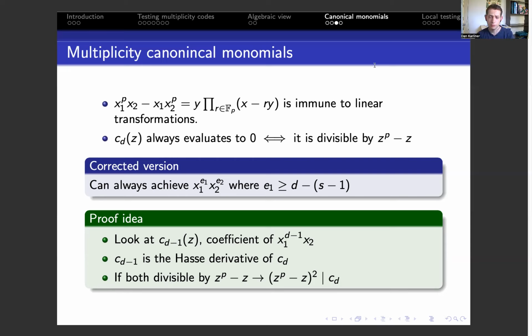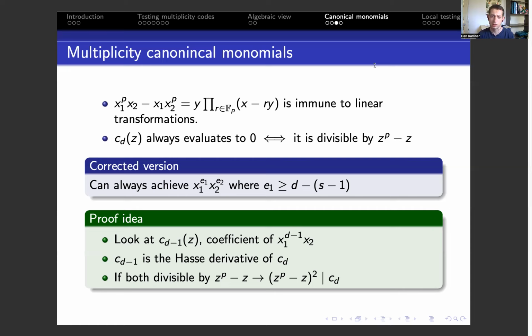So if both these polynomials are divisible by z to the p minus z, this implies that z to the p minus z squared divides cd. This gives us a lower bound on the degree of cd, which due to the form of our basis gives us a lower bound on s. So if we think of things backwards, we could say that if s is not too large, then we can't have a large power of z to the p minus z dividing cd, which shows that at least one of these polynomials is non-zero for some z.